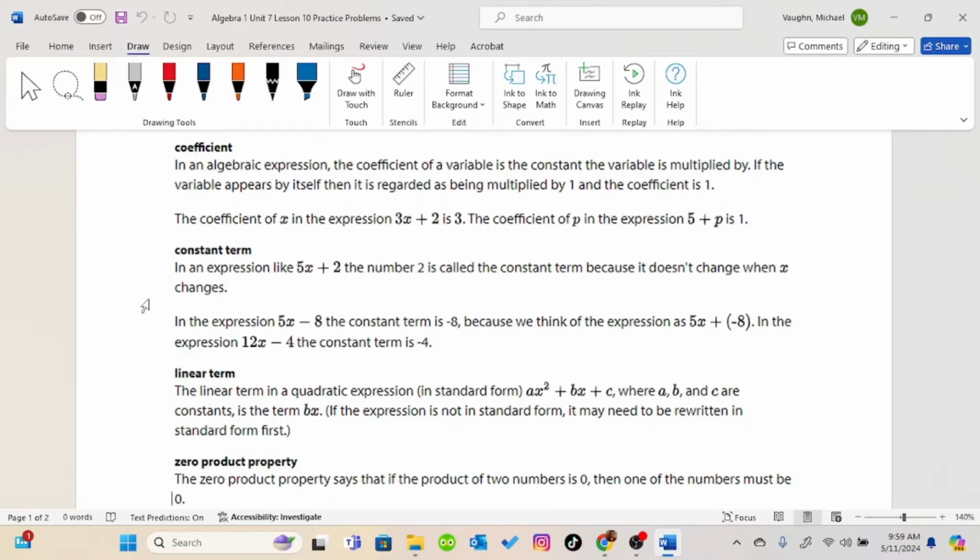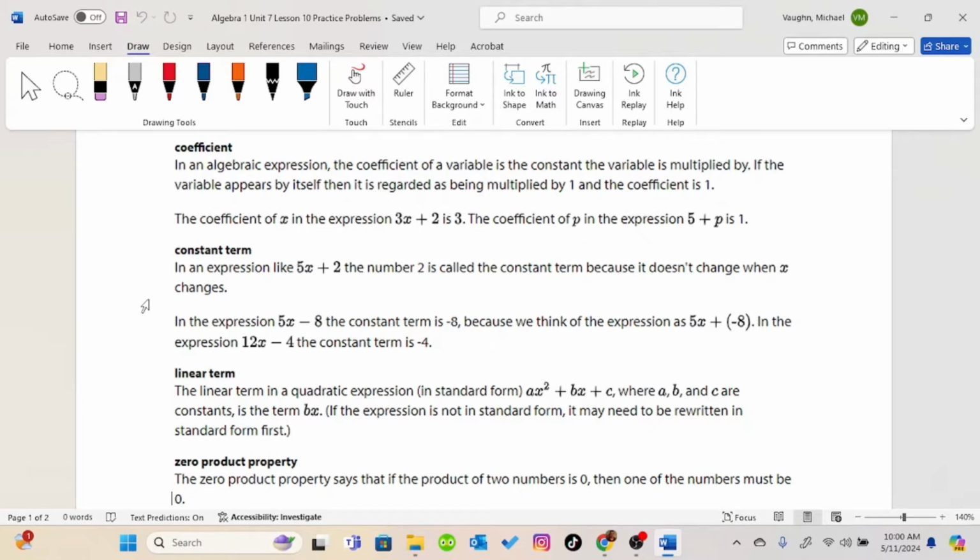Coefficient is when a number is being multiplied by a variable. For example, in 3x plus 2, the coefficient is 3. Next, we talk about constant term. This is when a number is by itself. For instance, in 5x plus 2, the constant is 2. When a variable is changed, it does not affect the constant.